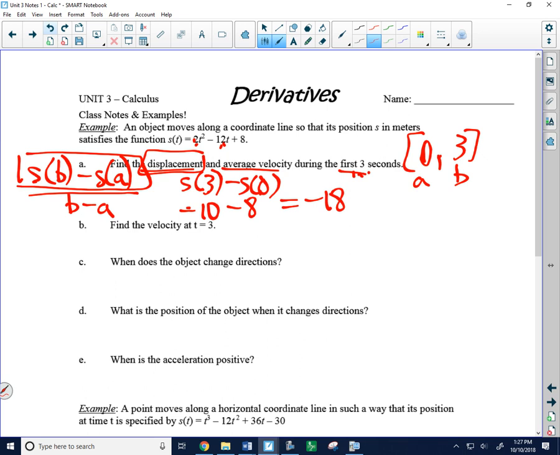Oh, by the way, this is where we start, right? S of 0. At 0, you start at negative 8. So here, I'll make a little drawing of what's going on. Here's 0. Here's negative 8. You start here.